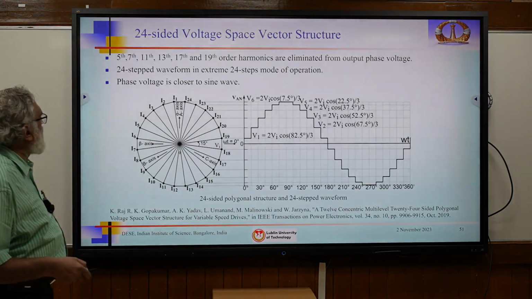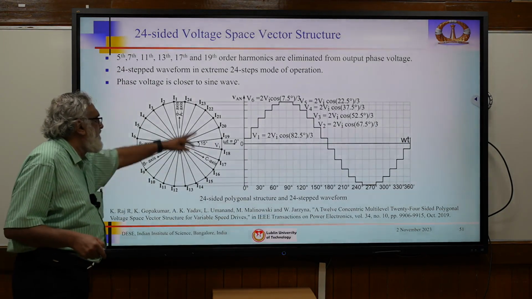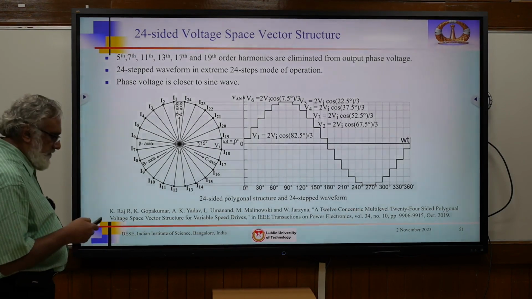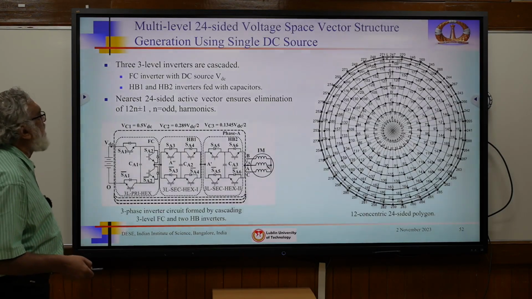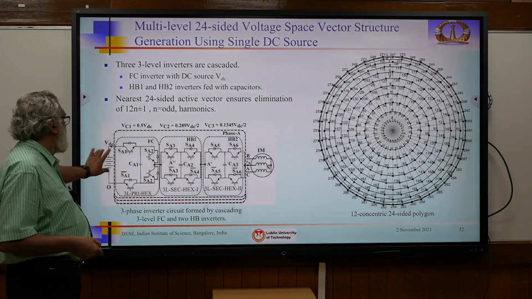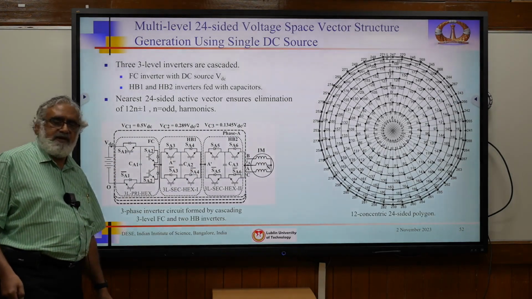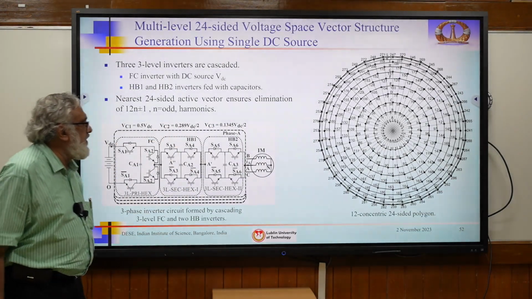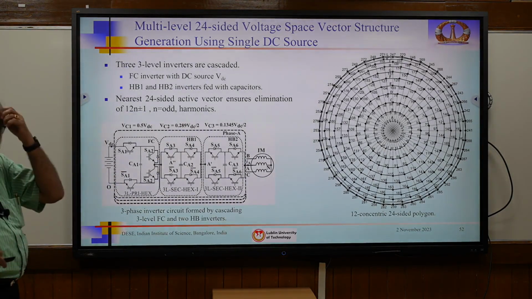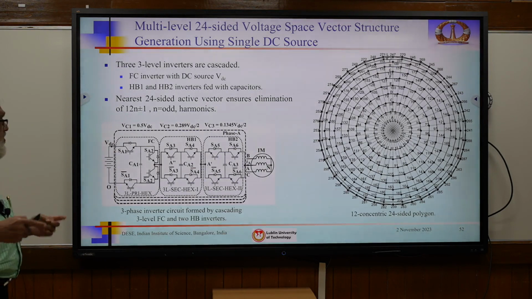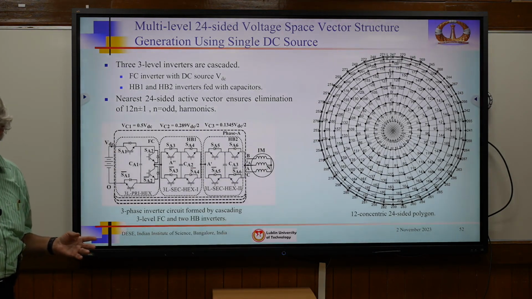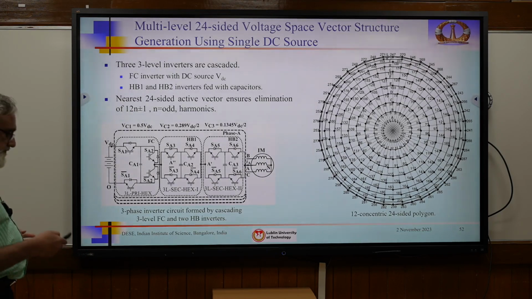And we have come out with 24-sided also. It can be extended to 24-sided. Multi-level 24-sided is also possible. See, this is a 24-sided with the single DC link and switched capacitor filter. And we got a multi-layer 24-sided, 12 concentric 24-sided operation. What is the advantage? Throughout the modulation range, we suppress harmonics up to 17, 19 order. That is the idea here.